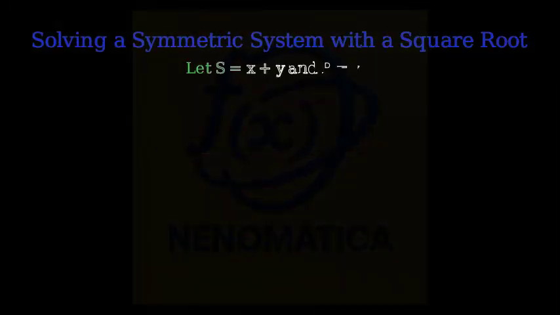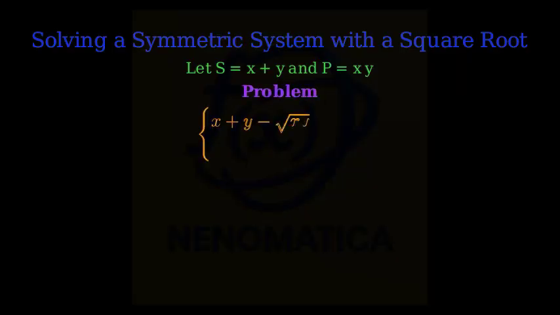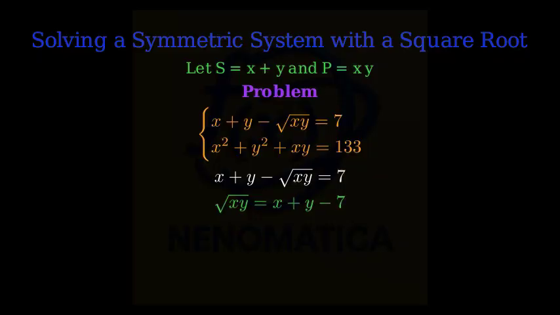Example. We will solve a symmetric system step by step using the S and P technique. First, read the problem. Step 1. Isolate the square root term. Move it to the right side to get square root of xy equals x plus y minus 7.